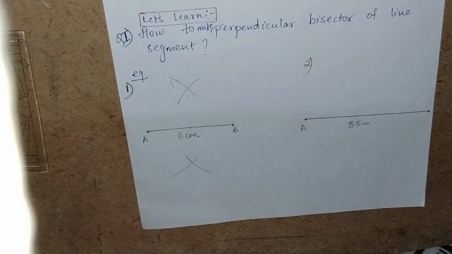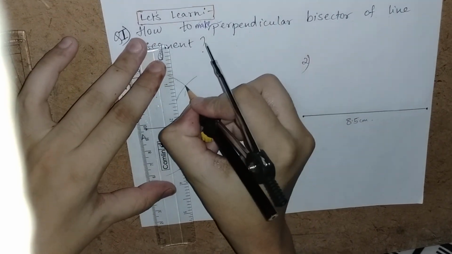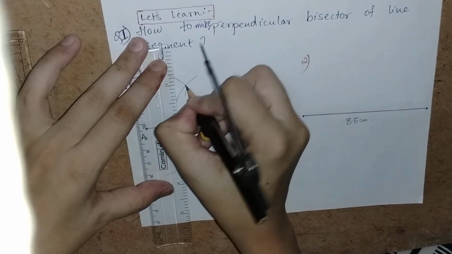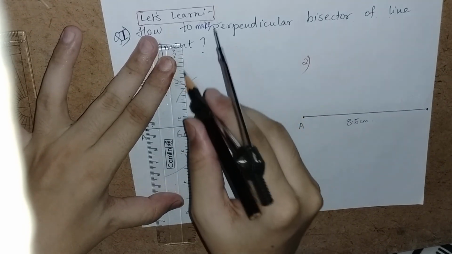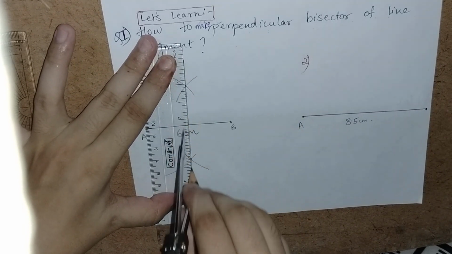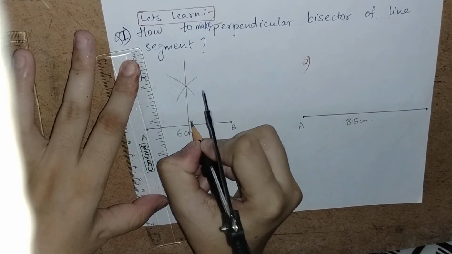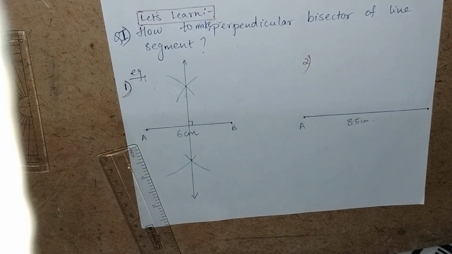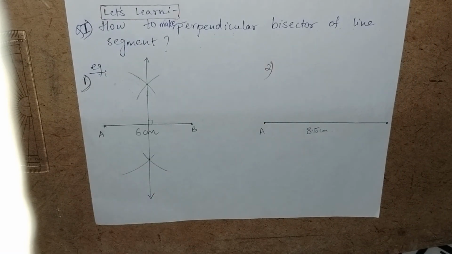So what do we have to do? Just join these two intersections of the arcs and make a straight line. So this is what? 90 degree. Got it? In a similar way, I'm giving you one more example.